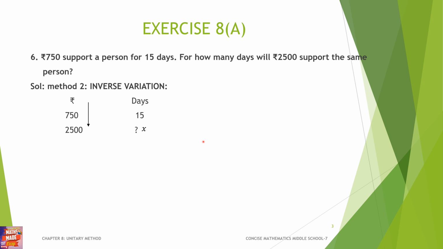Sorry children, for 15 days he can survive with this 750, but he is having 2500, so surely he can support himself for more days. So this number will be greater than 15, a higher number. So you can draw an arrow in the downward direction, right? Since both the arrows are in downward direction, you have to inverse both of them. Then you will get this.